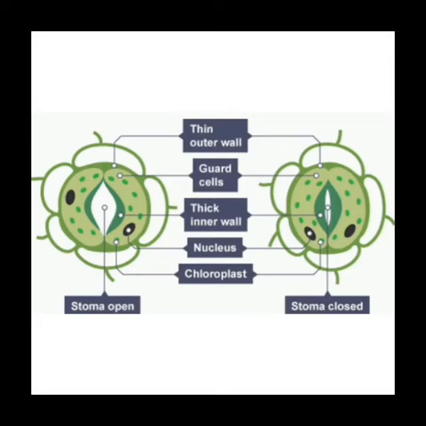Transpiration also takes place through stomata. What is transpiration? Loss of water in the form of vapor through the leaves is called transpiration. Why do plants carry out transpiration?